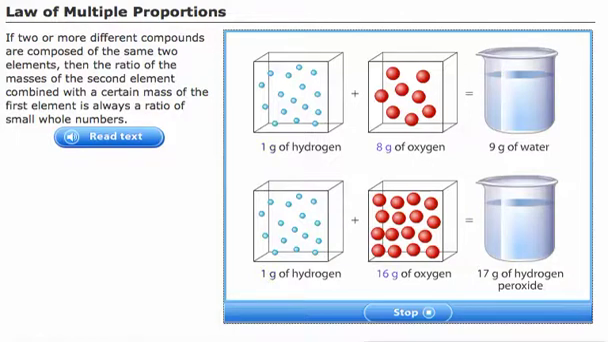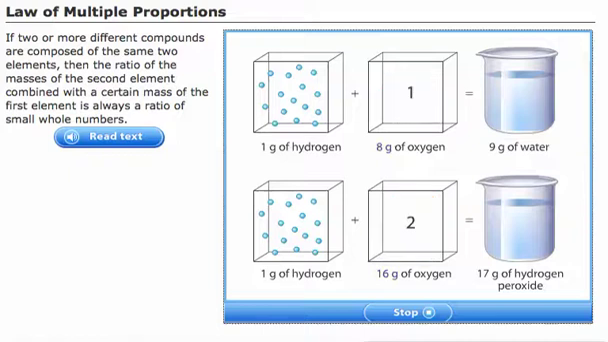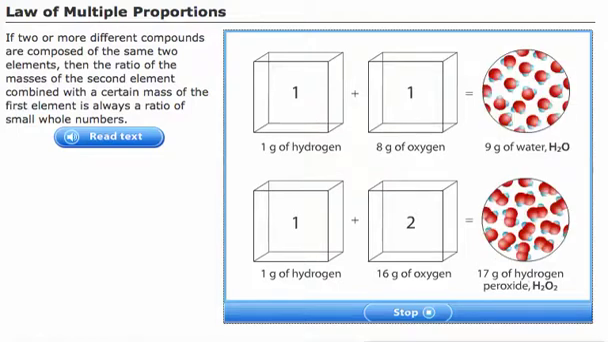The ratio of the masses of oxygen in these two compounds is 8 to 16, or 1 to 2. From this, we can deduce that there must be twice as much oxygen in hydrogen peroxide as there is in water, and the same relative amount of hydrogen in both. It does not tell us, however, exactly how many atoms of each element make up the molecule.